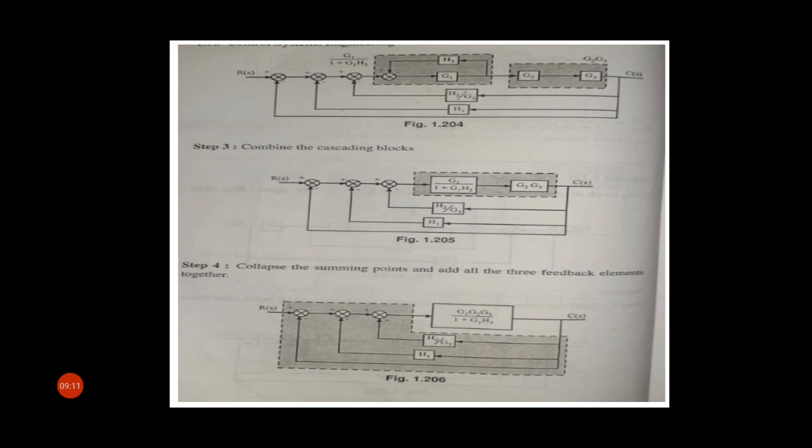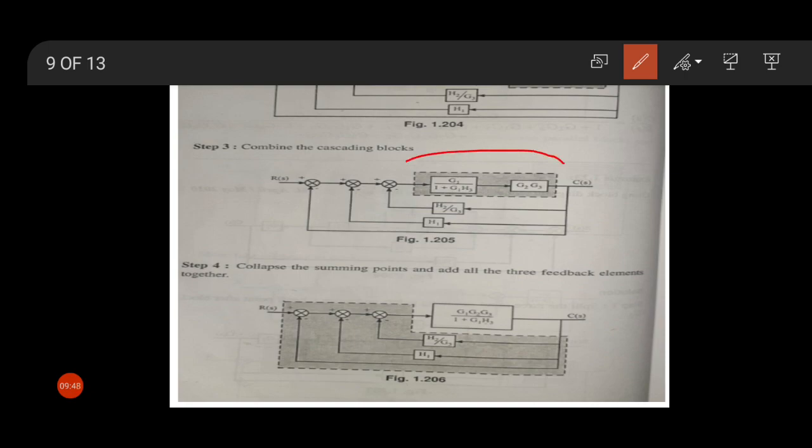The next step is to combine the cascading blocks G2 and G3, and eliminate the feedback loop, here indicated by the highlighted portion. So in the second step, we combine this cascade block G2 G3 and eliminate the feedback loop. After doing this step, we again cascade these two blocks.